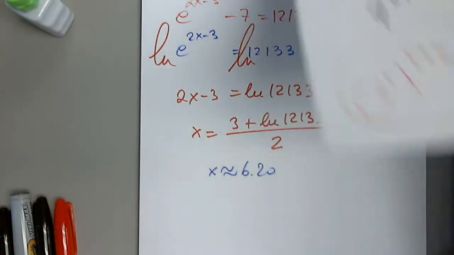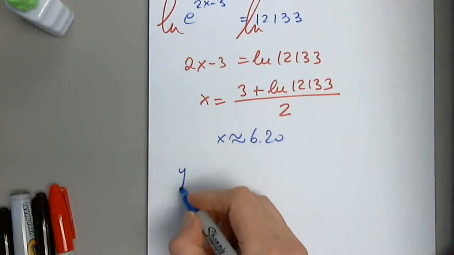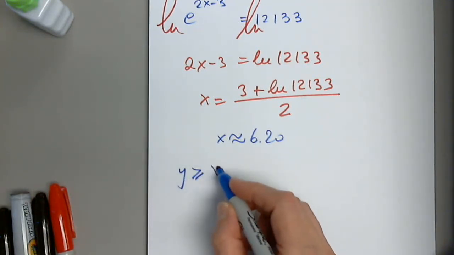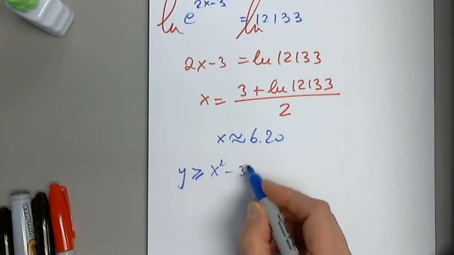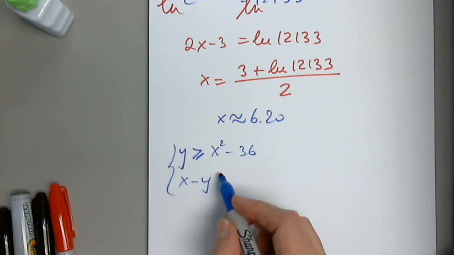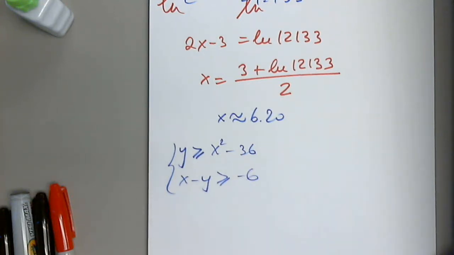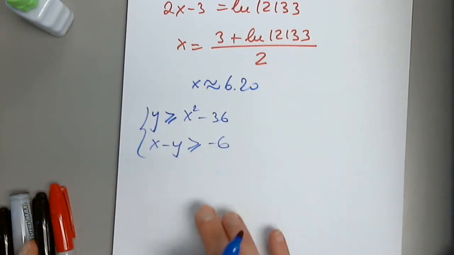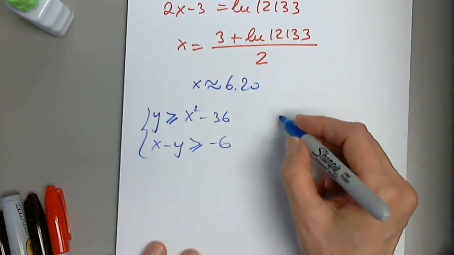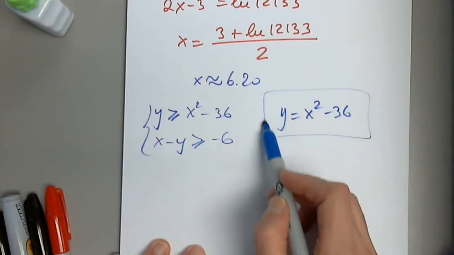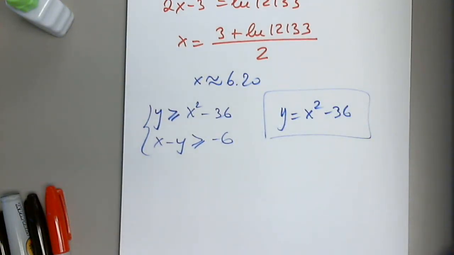y is greater than or equal to x squared minus 36, and then x minus y greater than or equal to -6. Good. So this is a system of inequalities. One of them is non-linear, the other one is linear. I start with the equation y equals x squared minus 36. And by now we already dream about this one, right? We've seen it so many times.